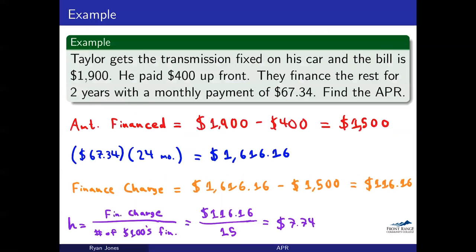So let's go ahead and look back here. In this example, we had a nice round number for the $1,500 amount financed. And so when we went to calculate the number of hundreds that were financed, that was really easy. We could just say, hey, what if we're just adding up $100 bills? We're just counting how many $100 bills there are. That'd be 15. But let's say I gave us an amount financed that was a little bit more complicated.